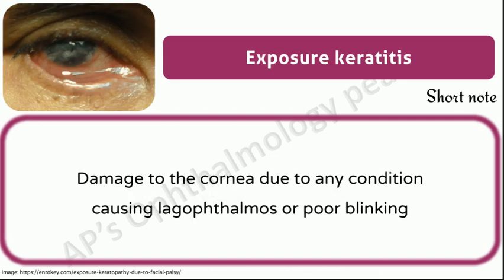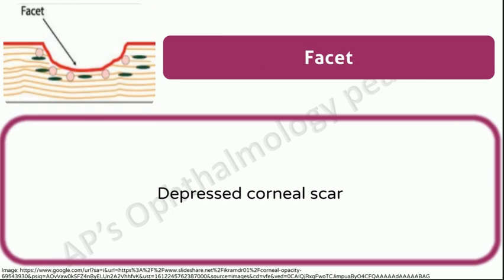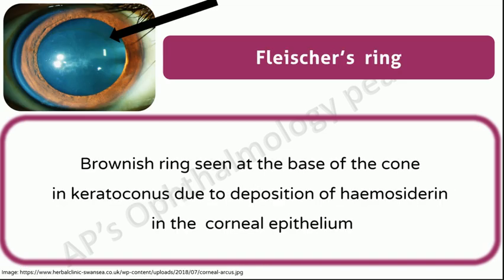Exposure keratitis is damage to the cornea due to any condition causing lagophthalmos or poor blinking. Facet is a depressed corneal scar. Fleischer's ring is a brownish ring seen at the base of the cone in keratoconus due to deposition of hemosiderin in the corneal epithelium.